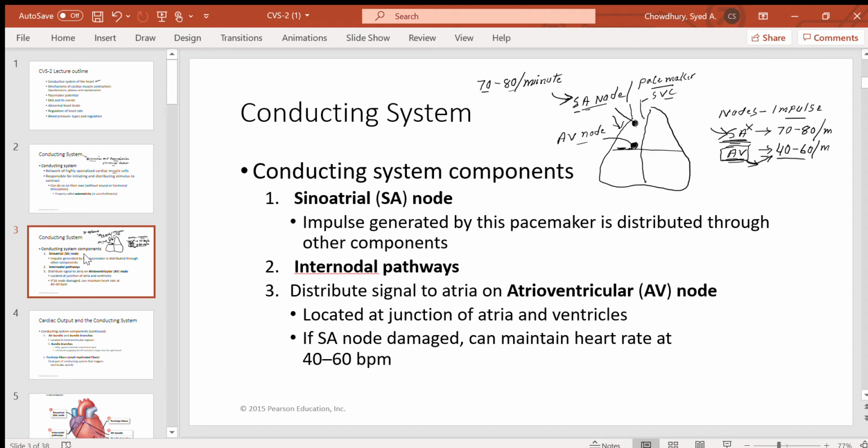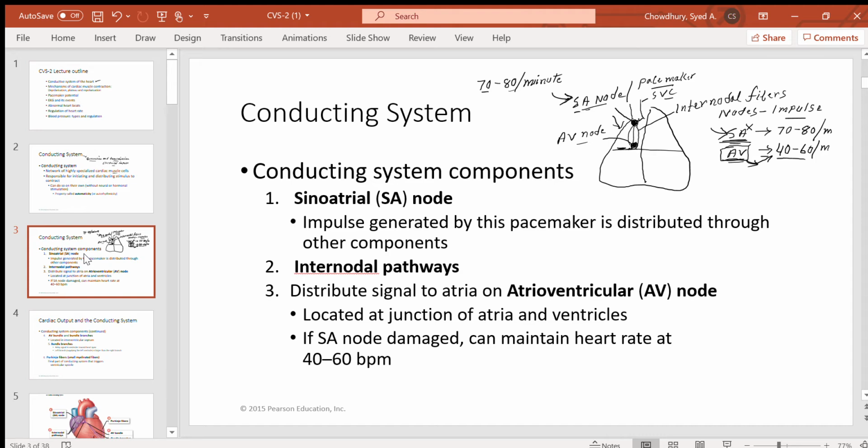Now, the signal from the SA node is taken to the AV node by some fibers. These are called internodal fibers. Inter means in between the nodes, right? So these fibers are called the internodal fibers. Try to practice this picture, that will be helpful. Both nodes are located inside the right atrium.